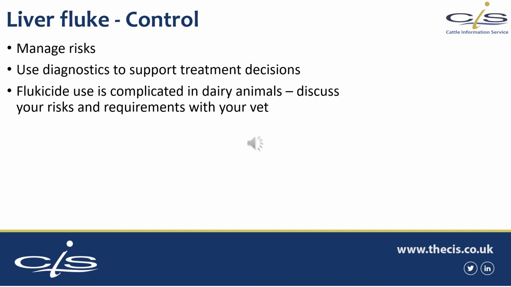There are lots of flukicides out there, but the use is complicated in dairy animals. There's lots of different things about withdrawals. There's lots of different things about the spectrum of activity. Some flukicides will kill right down to very early stages of infection. Some will only kill adults. And how you use them and when you use them is really something that should be covered in your herd health planning discussions with your vet. But it does need to be backed up by diagnostics to make sure that we're doing the right thing and that our programs are effective. So there's no solid answer here for you, sadly, but it is something that is very much worth discussing.